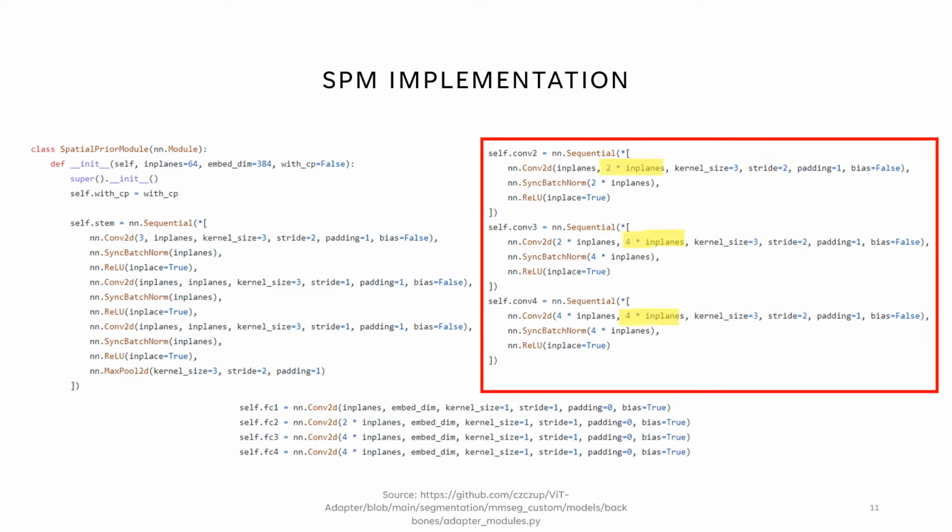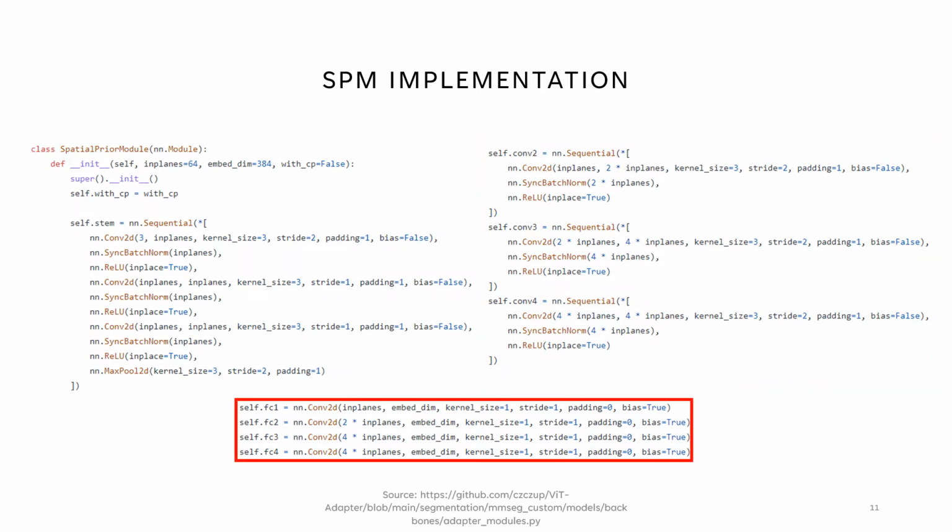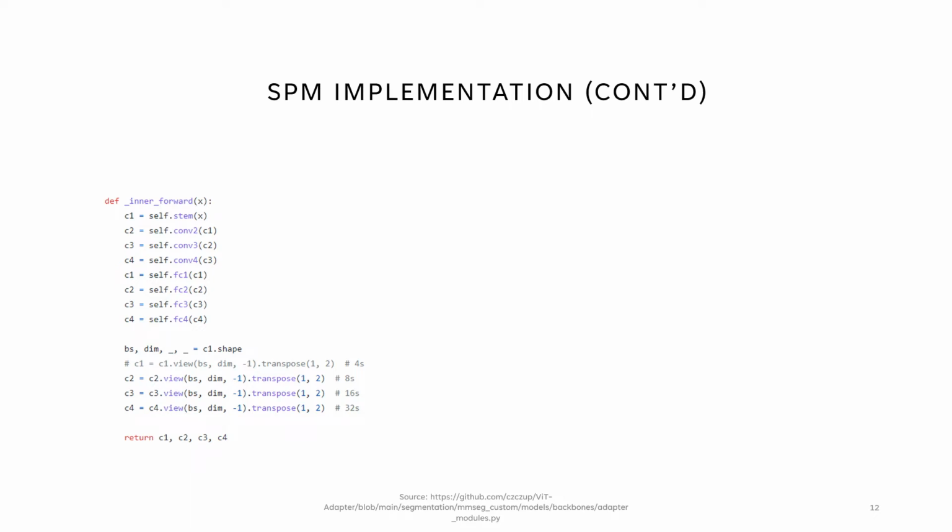Finally, some 1x1 convolutions are applied to project the feature maps to D dimensions. Their channels are set to embed_dim, which is initialized to 384. Next, we will see how all of these are applied to create our feature pyramid. Now the functions created on the last slide are implemented.